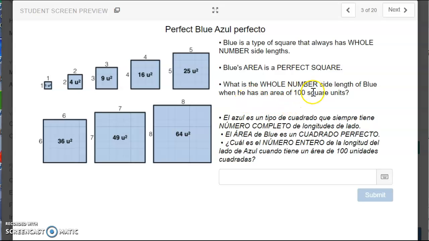What is the whole number side length of Blue when he has an area of 100 squares? Remember, the area is the space inside. If the space inside is 100, what do you think is the side length that multiplies by itself twice to give 100? What times what is 100? Hopefully you're telling me it has to be 10. Okay, so the whole number side length has to be 10.